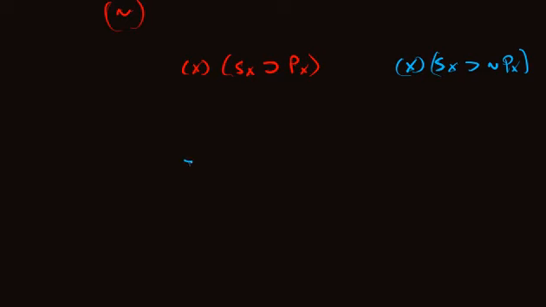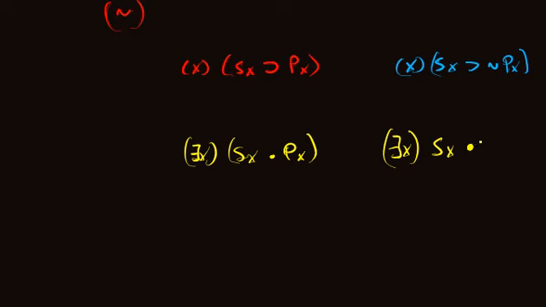Now down below here, there exists an x such that x is an S and x is a P. And then over here, this is going to be roughly the same: there is an x such that x is an S and not P of x. So just think about these in terms of the square of opposition.